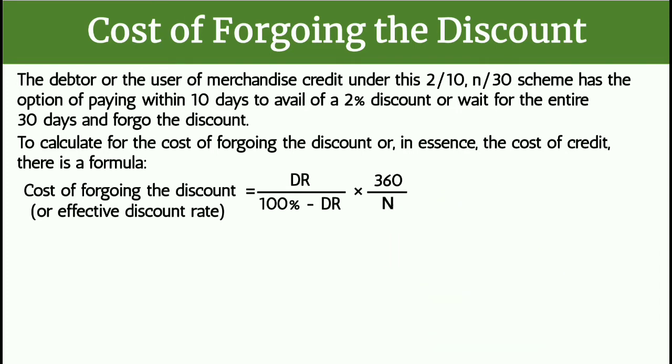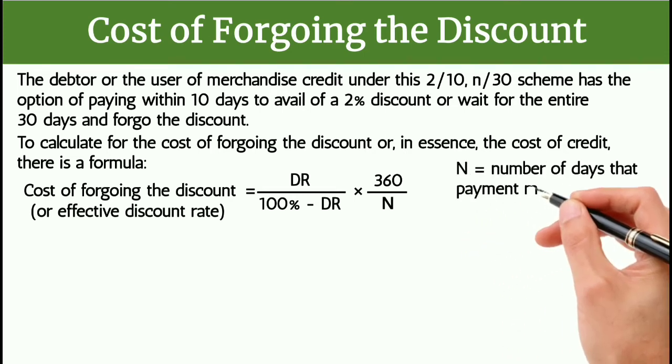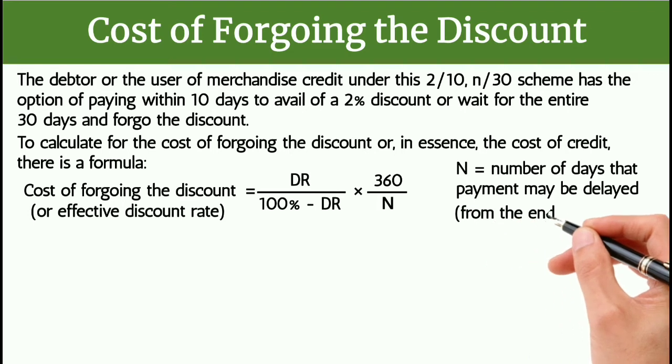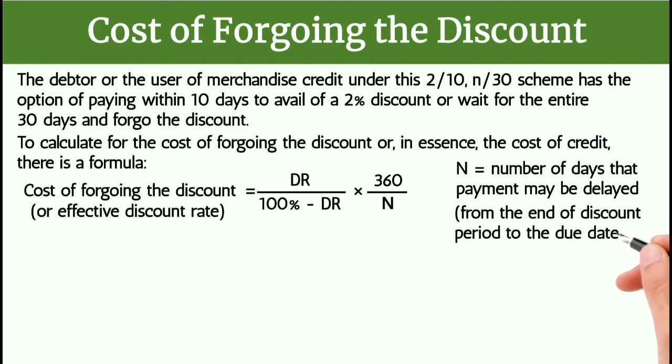Yung discount rate, diniscuss ko na yan kanina. Yung N ay yung number of days that payment may be delayed. Meaning to say, this is the number of days from the end of discount period to the due date. So, in the credit term 2/10 and over 30, N is equal to 20 days.